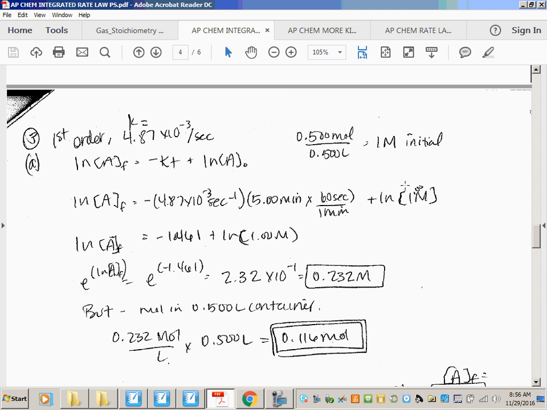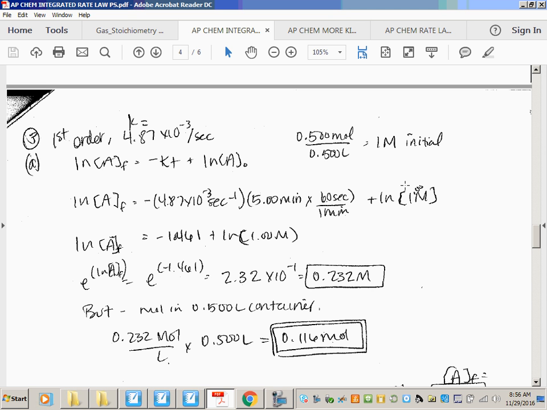Okay, so number 3. First order rate law, the constant's given to you. You start with your initial integrated rate law, ln. And then it tells you that your moles and your milliliters are given. We are never given moles and milliliters. We're always given molarity, right? Because we're talking about concentration's effect on the rate itself.